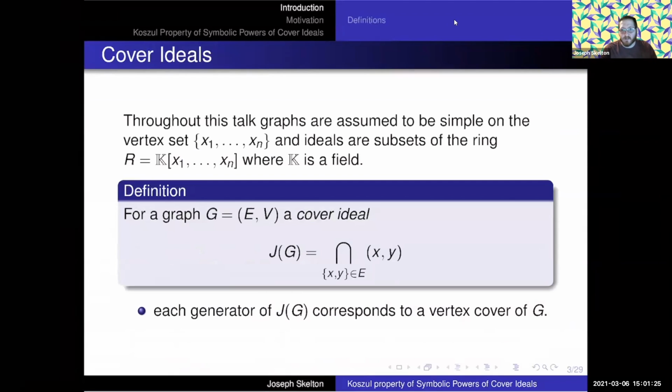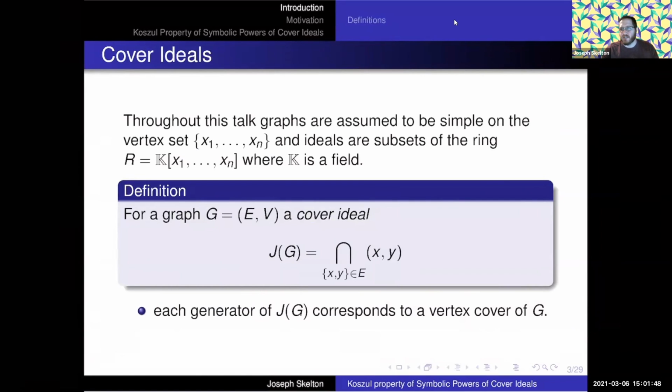First I'm going to talk about cover ideals. Cover ideals are related to graphs. When I talk about a graph, I'm just talking about a bunch of nodes with edges between them, over the vertex set x1 to xn, and the cover ideals will be ideals of the polynomial ring.